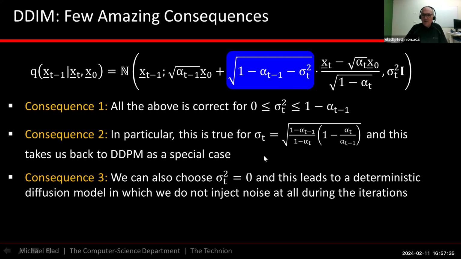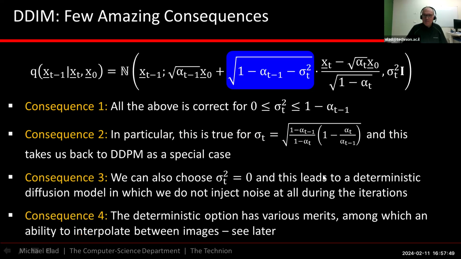Sigma t equals 0 means that the coefficient here is simply square root of 1 minus alpha t minus 1, and there is no noise. So basically the computation takes you all the way back and does not include injection of noise. And so the algorithm becomes deterministic. Another consequence of this: if it is deterministic, something happens that can help us interpolate between images. I'll show you in a few minutes what I mean by that. So these are almost, I would say, the immediate consequences.